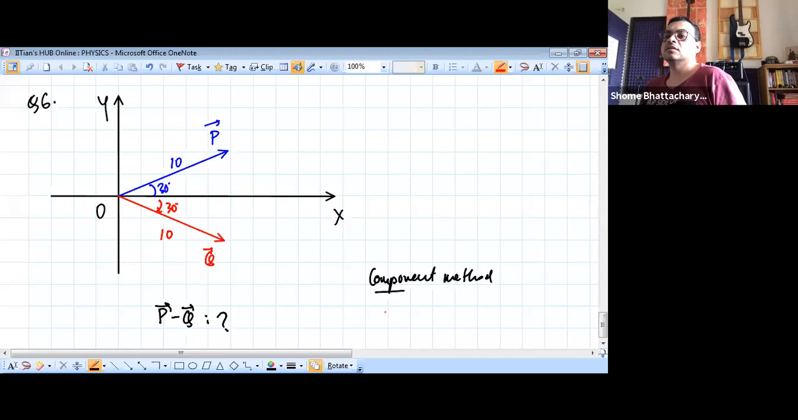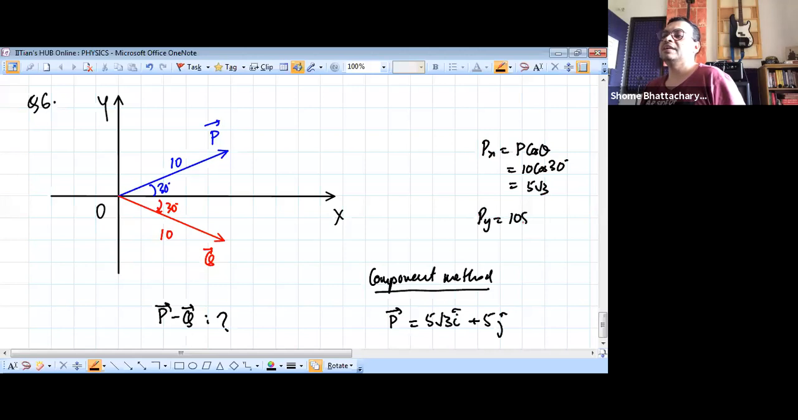Components. Again, you need to write P in component form. That will become 5 root 3. P's x component, you can see, is P cos theta. So that is 10 cos 30 degrees, which will be 5 root 3. And similarly, P's y component will become 10 sine 30 degrees. So that will become 5.